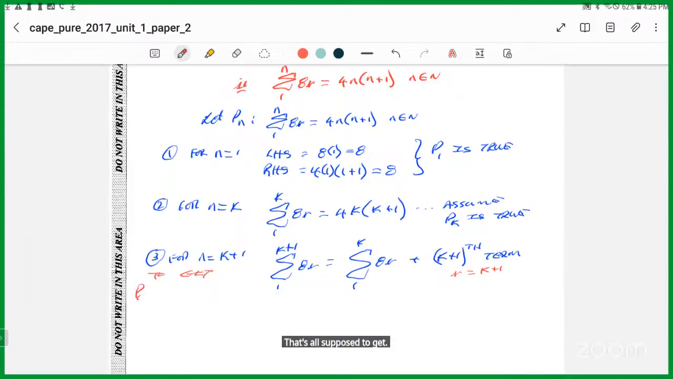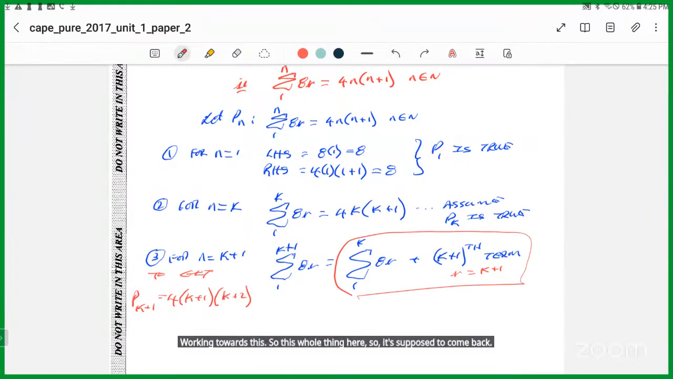The Pk, or the Pk plus 1, I should say. Pk plus 1 is supposed to be what we get when n equals k plus 1, right? So we're supposed to get 4 times k plus 1, then this k plus 1 plus 1 becomes k plus 2. We're working towards this. So this whole thing here is supposed to become that. So you know what you're working towards.